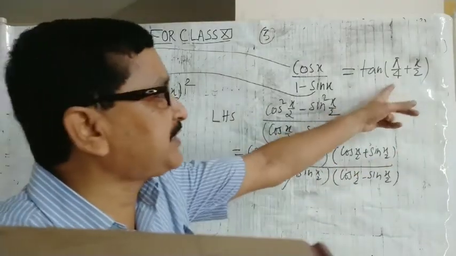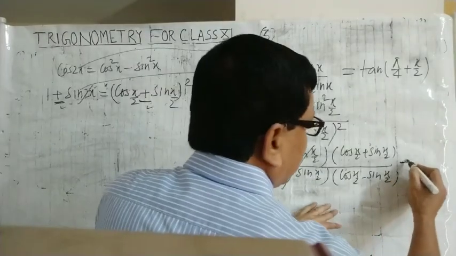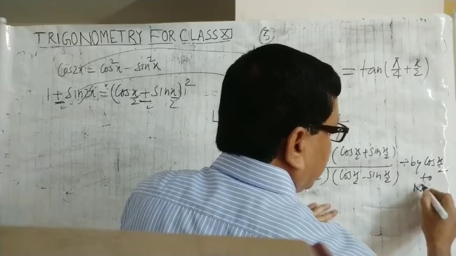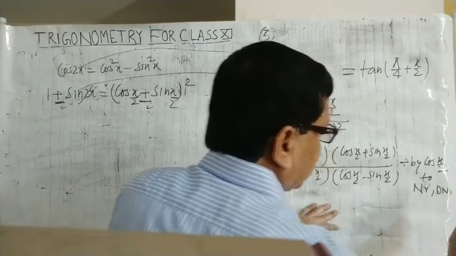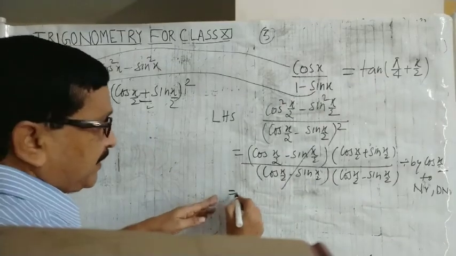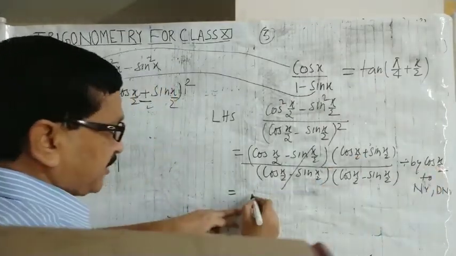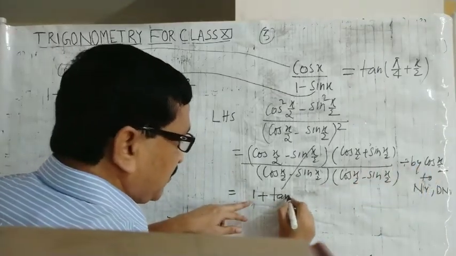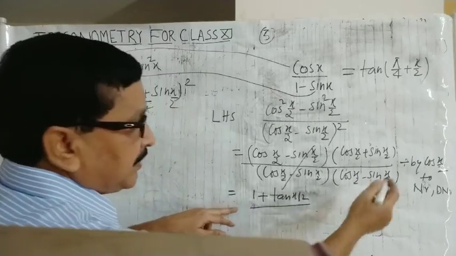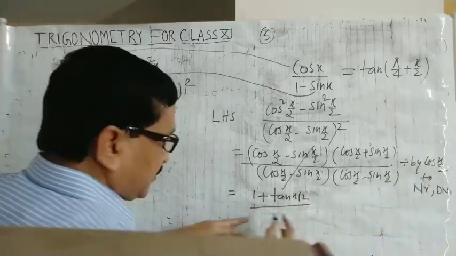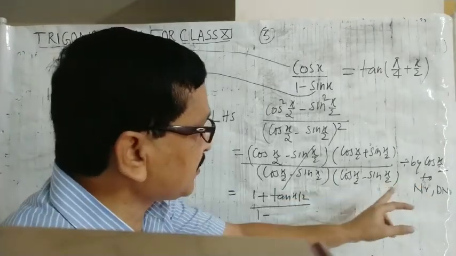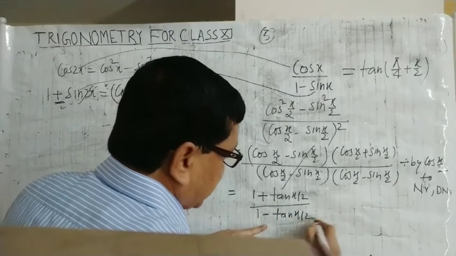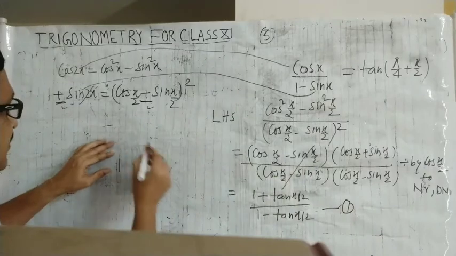Now you need tan. So divide by cos x by 2 to numerator and denominator. Just see what happens when divided by this. Cos x by 2 divided by cos x by 2 is 1. Sin x by 2 divided by cos x by 2 is tan x by 2. And in the denominator, cos x by 2 divided by cos x by 2 is 1 minus, and sin x by 2 divided by cos x by 2 becomes tan x by 2. So this is your LHS first. Now move towards RHS.